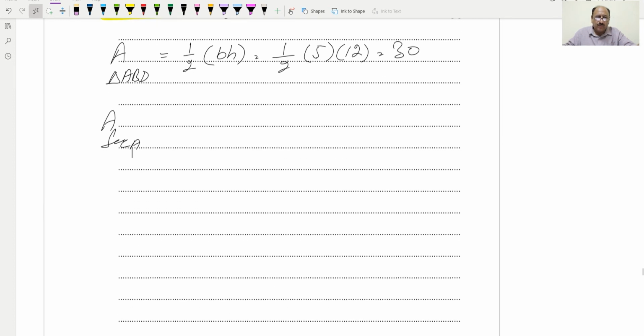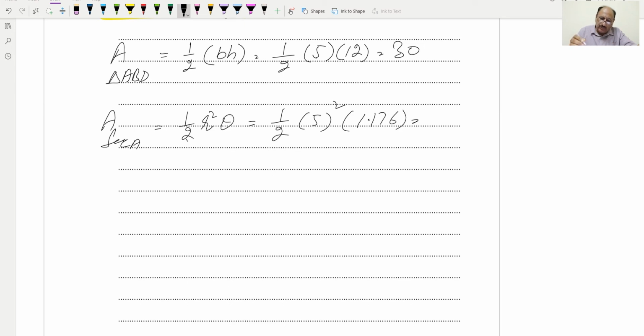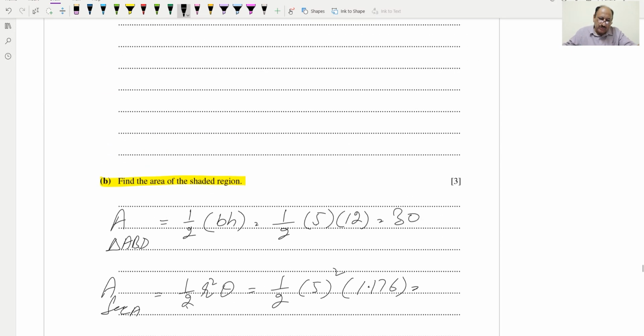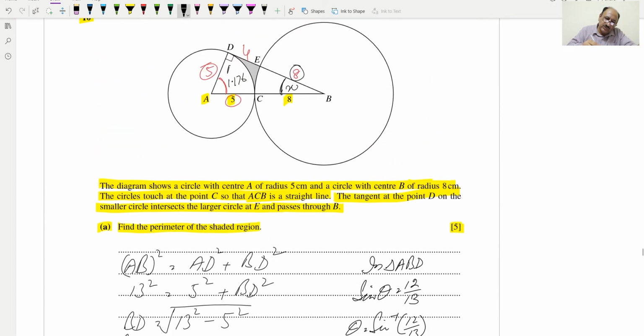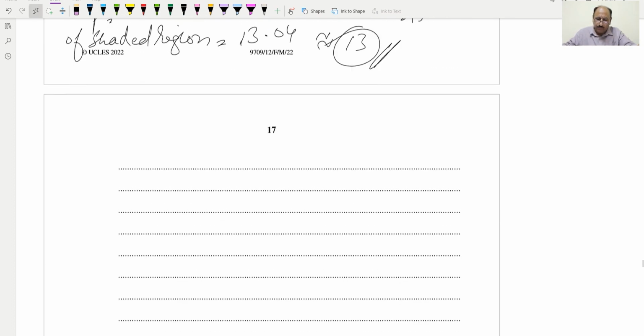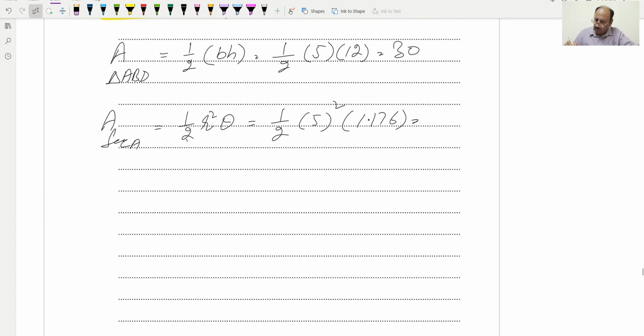So for the sector, the area is half r squared theta, 1 by 2 r squared theta. First we will be taking 5, so 5 squared, and theta is 1.176. Sector A is this one, and sector B is this one. So I have identified them. Now we can calculate this value.